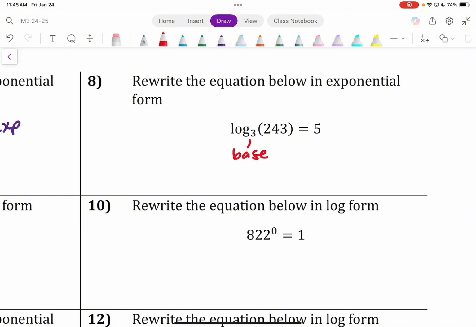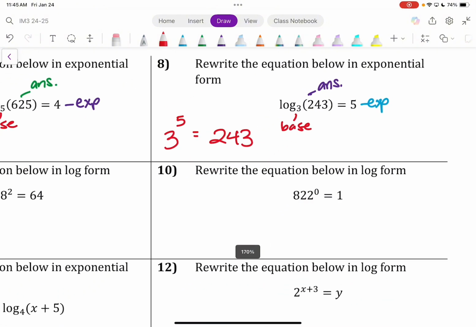What is the answer, Jackie? 243. And what is the exponent? Carla, what is the exponent? 5. So we're going to rewrite this as the following. 3 to the 5th is equal to 243. Okay.